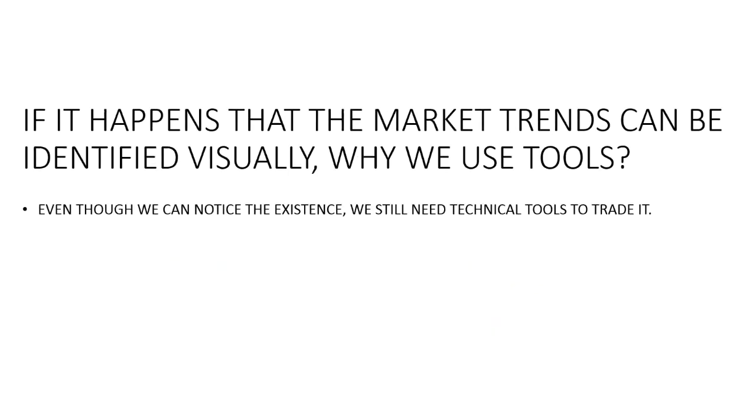If it happens that market trends can be identified visually, why do we use tools such as trend lines and so on? Even though we can notice the existence of a trend, we still need technical tools to trade it, meaning that we need tools that will be able to show us where the market might possibly experience a reversal or a breakout or stuff like that.